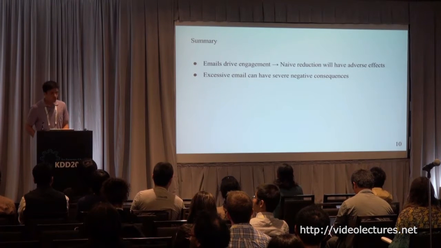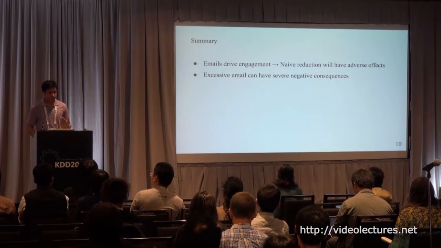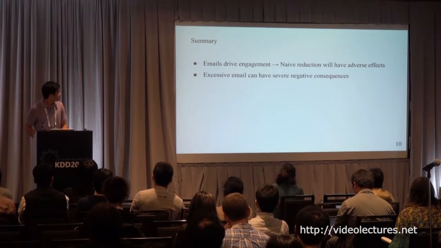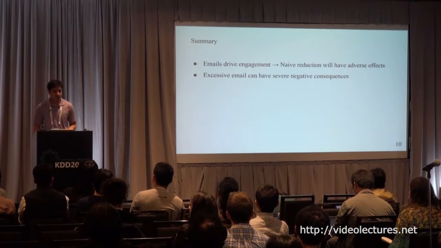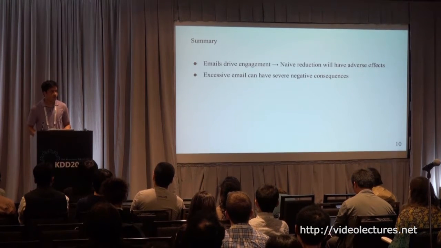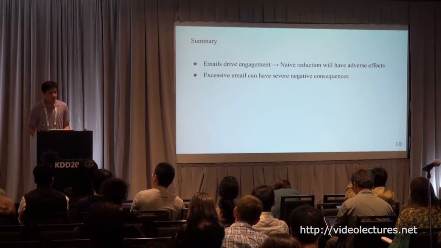So to summarize, emails drive engagement. So you cannot just stop all emails. You cannot just say, I'm not going to send any more email from tomorrow, because it will affect the growth of the networking service. But excessive email can have severe negative consequences, like people unsubscribing or people reporting emails as spam. So it should be quite clear that we would need some smart algorithms to identify what emails must be sent out and what emails can be dropped.